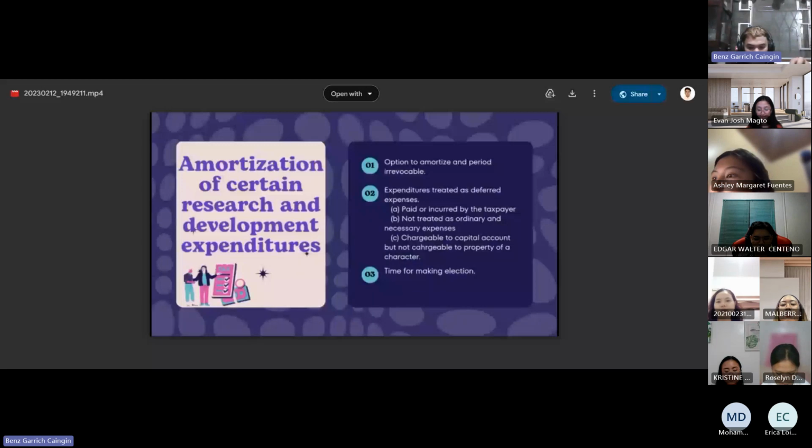Third, time for making election. The election by the taxpayer may be made for any taxable year beginning January 1st, 1998, but only if made not later than the time prescribed by law for filing the return for such taxable year. The method so elected and the period selected by the taxpayer shall be adhered to in computing taxable income for the taxable year for which the election is made and for all subsequent taxable years unless, with the approval of the Commissioner, a change to a different method is authorized with respect to a part or all of such expenditures. The election shall not apply to any expenditure paid or incurred during any taxable year prior to the taxable year for which the taxpayer makes the election.